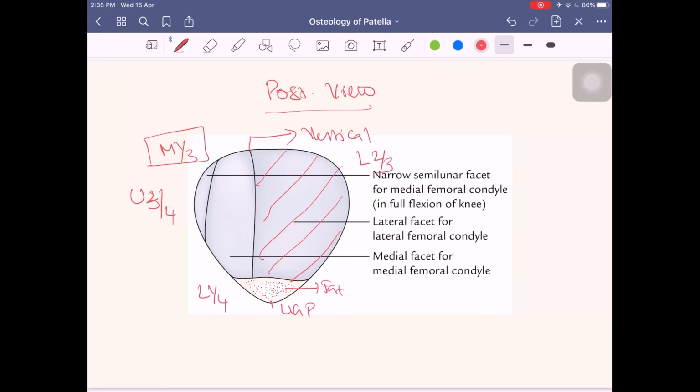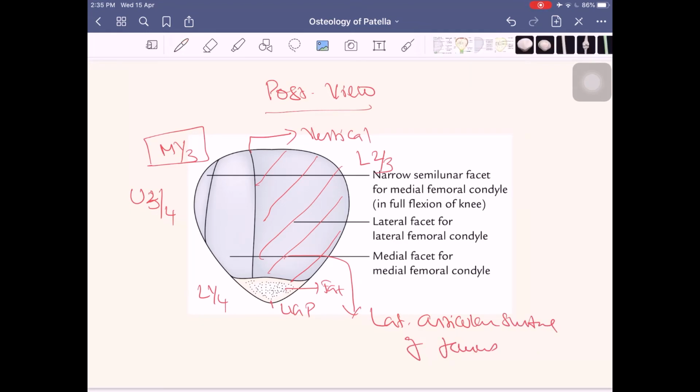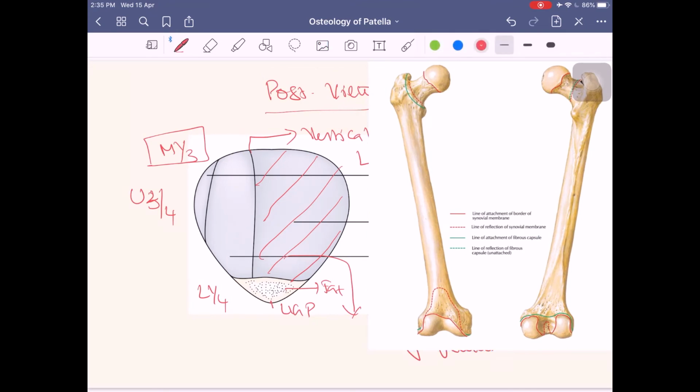Now this large lateral area will articulate with your lateral articular surface of femur. If you remember the femur, if I bring the femur bone here, you will notice this is your lateral condyle and this is the medial condyle, and the lateral condyle is a little bigger compared to the medial condyle. So the lateral 2/3 of the patella is articulating with the anterior surface of this lateral condyle, and the medial one will articulate with the smaller medial condyle.